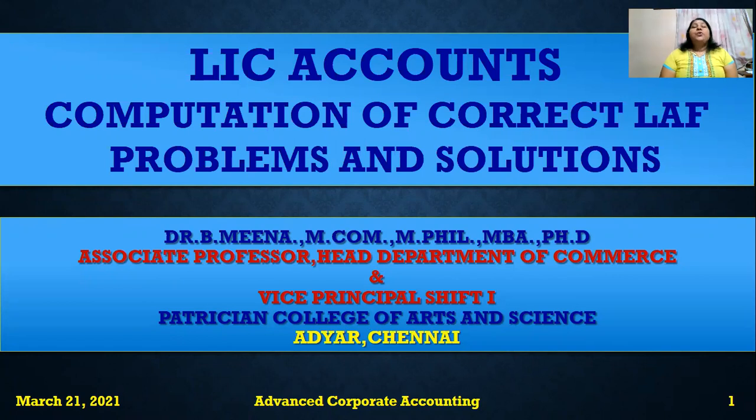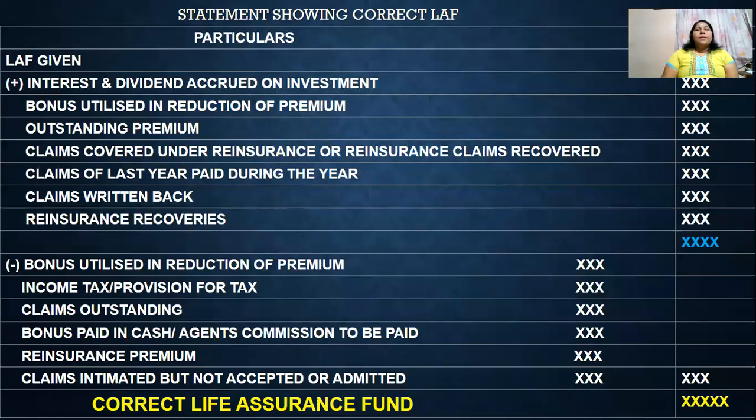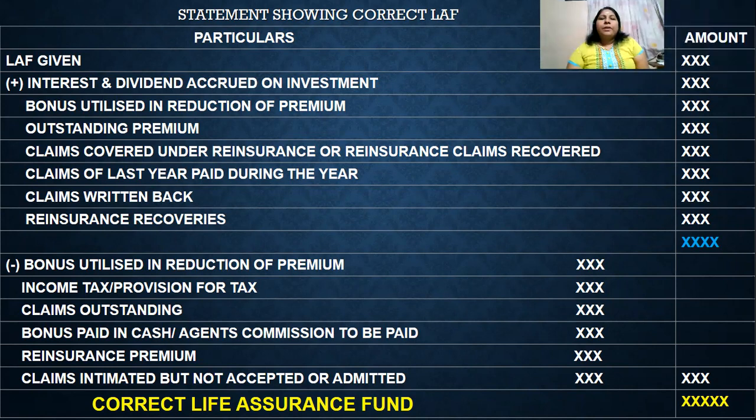In this video, you are going to learn how to compute the corrected life assurance fund after adjusting certain incomes and expenses. Let me check the format. This is the format for calculating the corrected life assurance fund. The heading is: statement showing corrected life assurance fund. And we have two columns, particulars and amount.